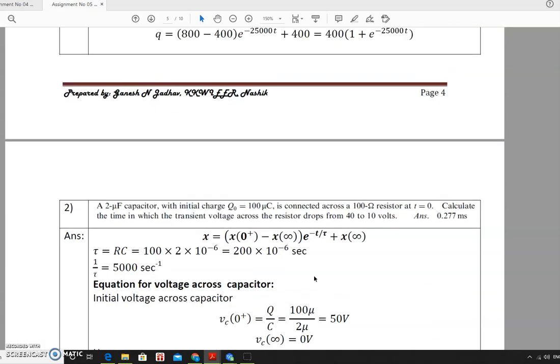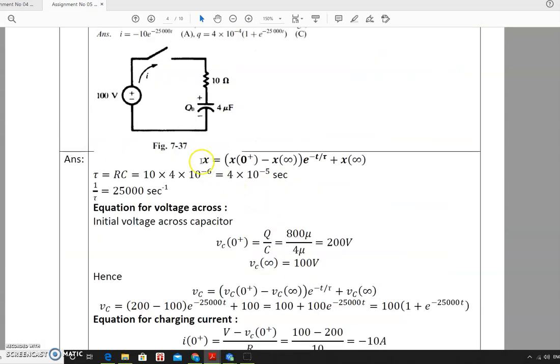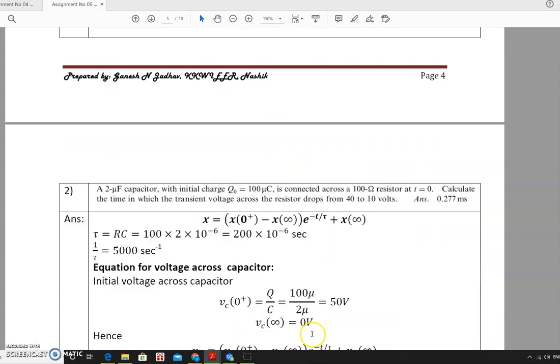Let us solve the next problem. So is it simple? When you remember just one equation, you can write it down for any case. Only you should be able to calculate what is the value of x(0+) and what is the value of x infinity. Only those two things are required.